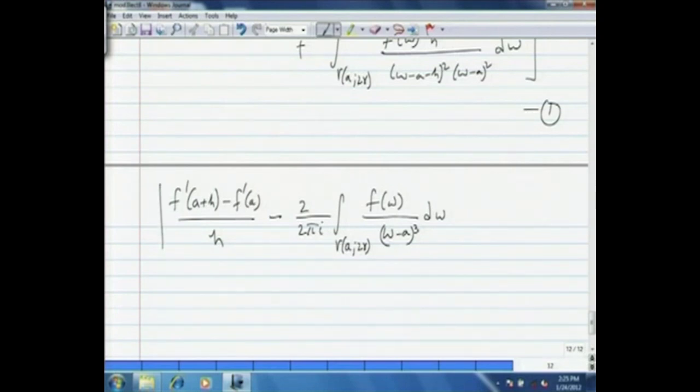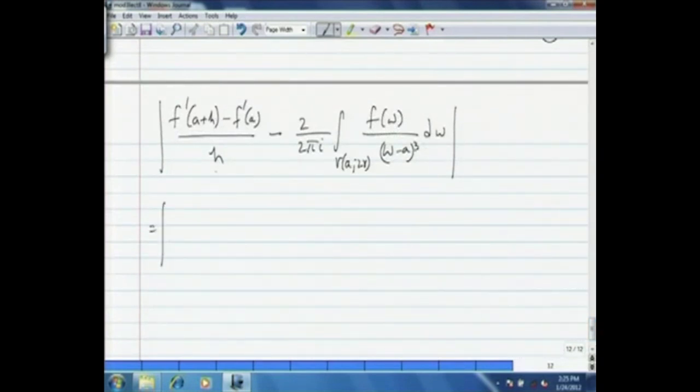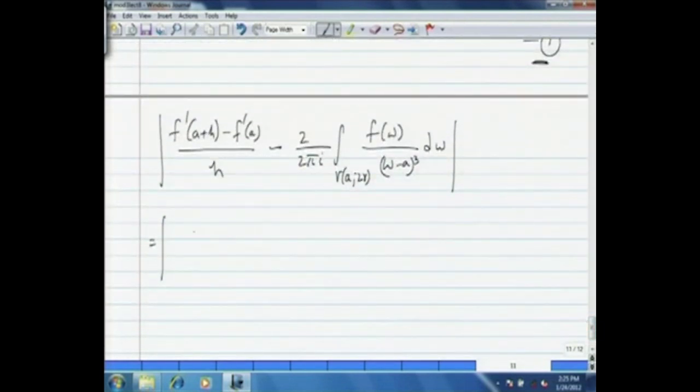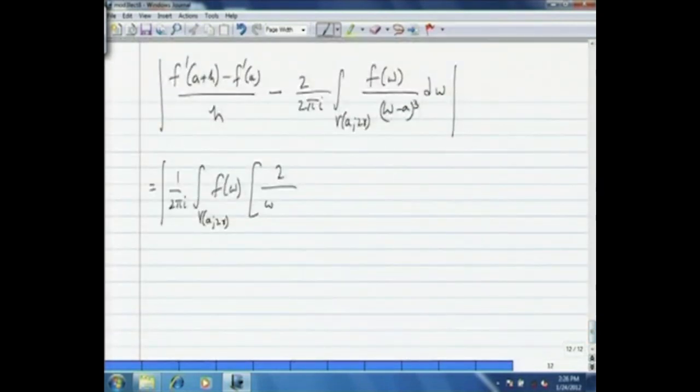So, the modulus of this difference is equal to the modulus of, for the first expression I will use this expression 1, and say that it is 1 by 2 pi i times the integral over gamma a to r of f of w times 2 by w minus h times w minus a squared plus h divided by w minus h squared times w minus a squared dw, right.